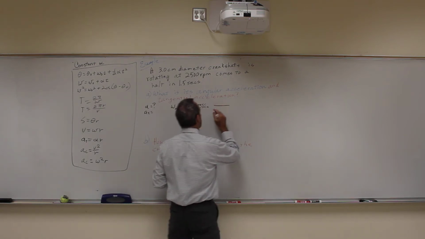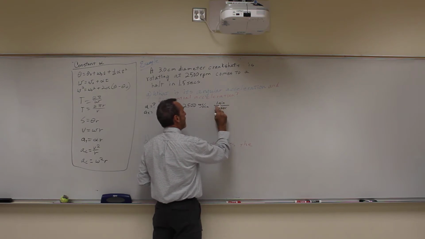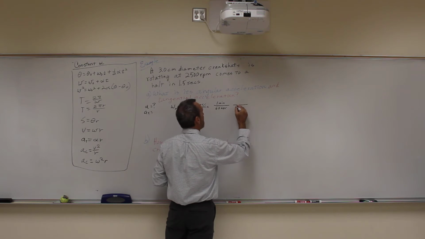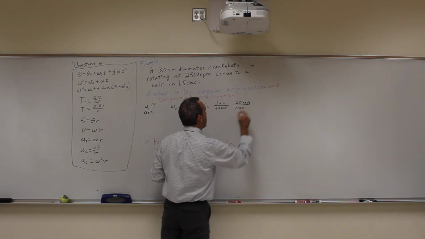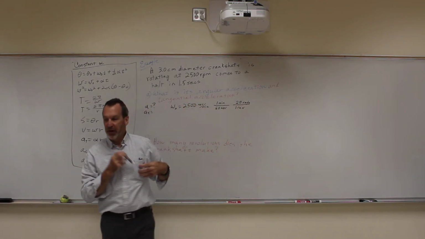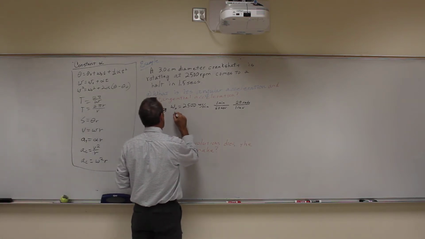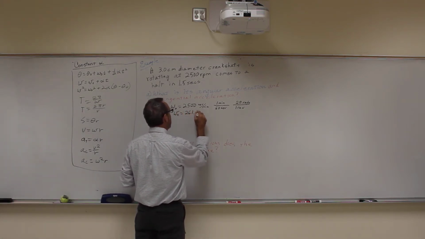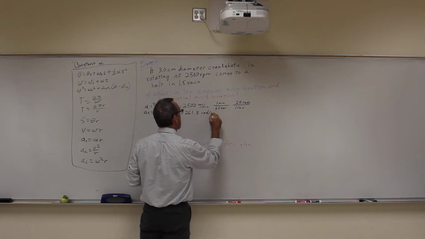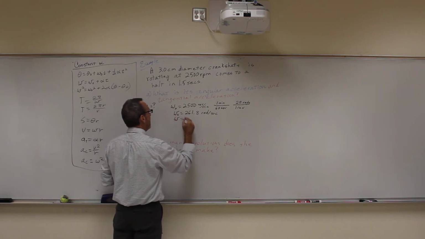So to convert this, I'm going to put 1 minute on the top is equal to 60 seconds on the bottom. And on the bottom, I'm going to put 1 revolution is equal to 2 pi radians. So what I'm going to do is take 2,500 times 2 pi and then divide that by 60, and I get the initial velocity. And when I do that, I get the initial velocity is 261.8 radians per second. Now the final velocity, it says to a halt, so the final velocity is just 0.